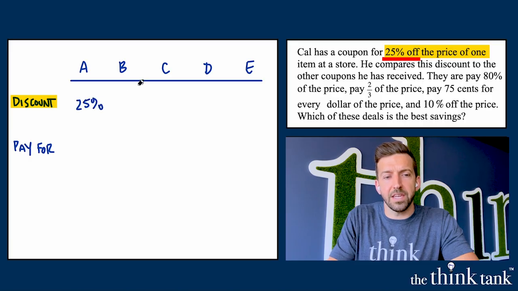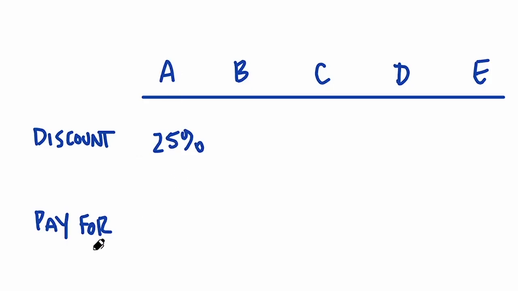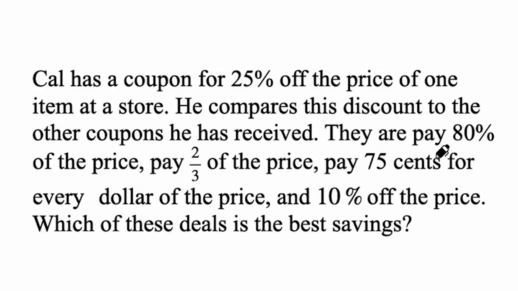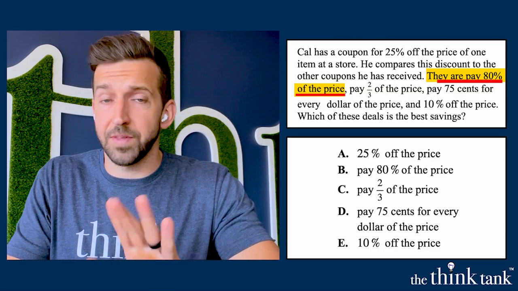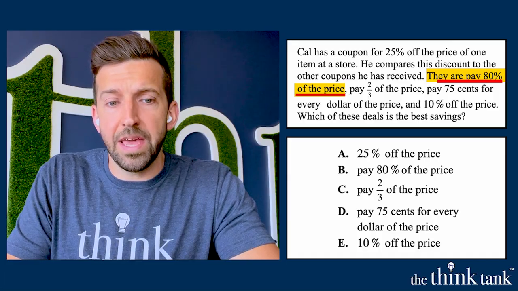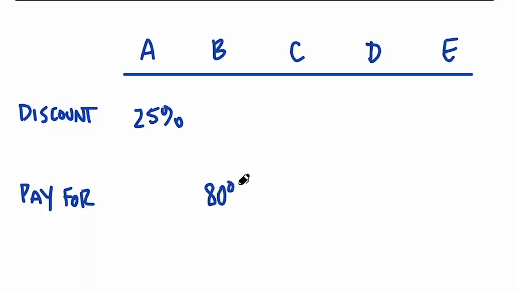Okay, so I'm going to write that in here under option A. I don't know what I pay for yet. We'll figure that out in a minute. Option B tells us that we're paying for 80% of the price. So that's not a discount this time. We're paying for 80% of the price. So I'm going to write that down here in the pay for row of the table.